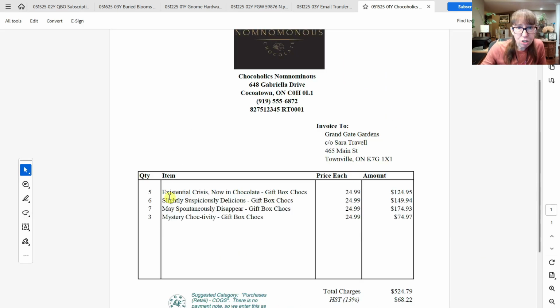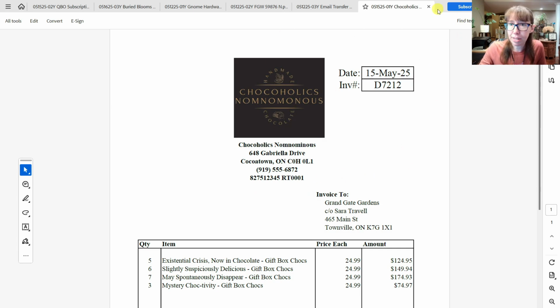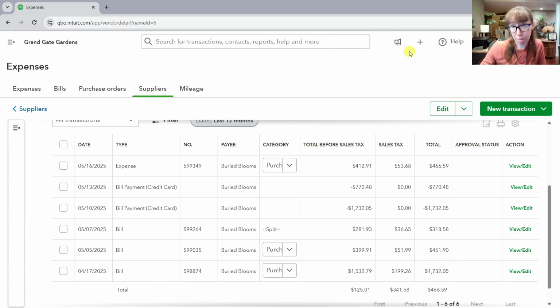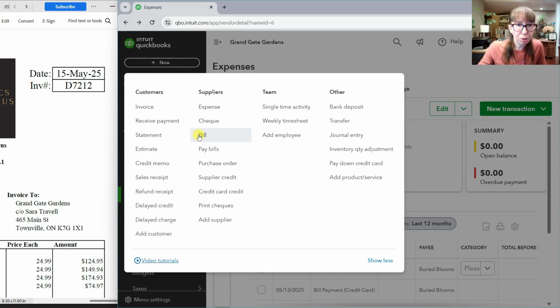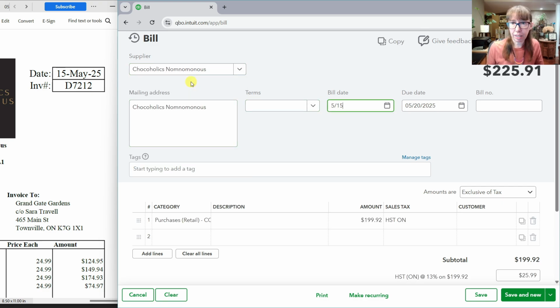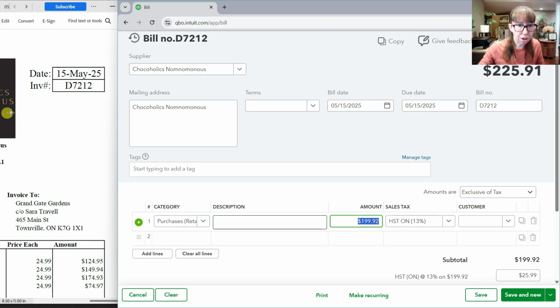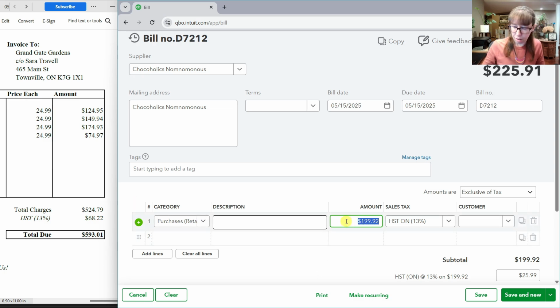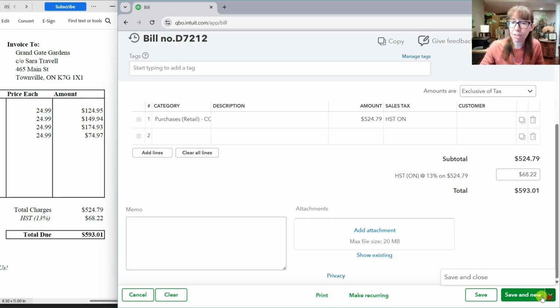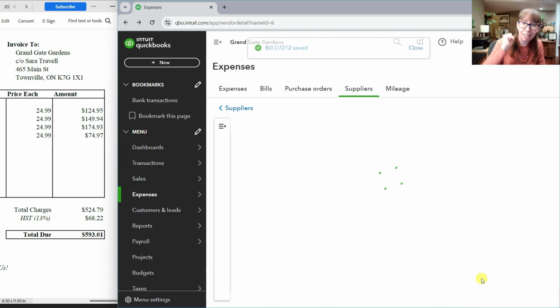We can see that there's no payment note on this Chocoholics bill, so we're just going to put it in as a bill without a bill payment until we find out more about the bill payment situation. So it is a bill entry. We go new bill, and this is Chocoholics Nom Nom Nominous. That's May 15th, and the bill number is D7212. Purchases retail COGS. What's that pre-tax amount? 524.79 with HST for a total of 593.01. Excellent. We're going to go save and close because that's the last bill in the bills folder.